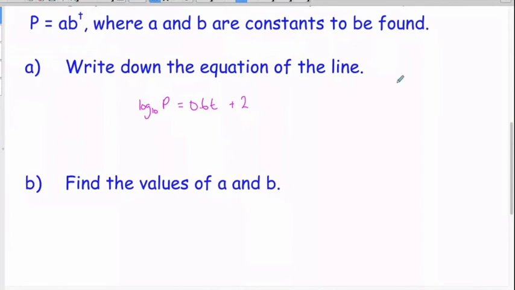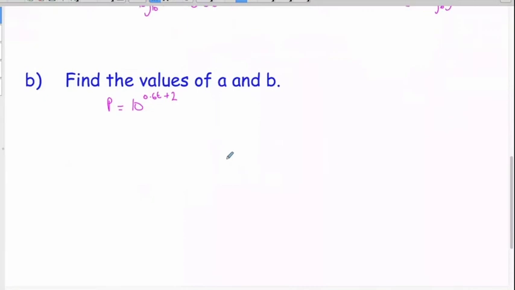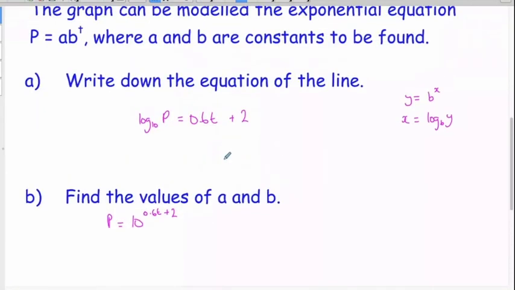Think about our y equals b to the x. What does x equal? x equals log to the base b of y. If we want to go backwards, it means p is equal to our base, which is 10, and then all of this is raised as the power. But that doesn't look terribly useful either. How is that going to help me get a and b? Because that looks not very much like this a, b to the power of t thing.